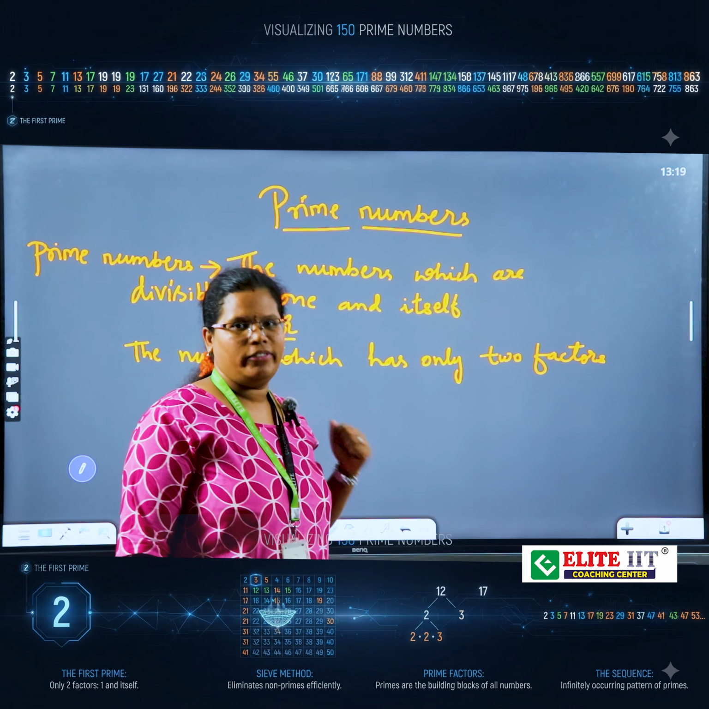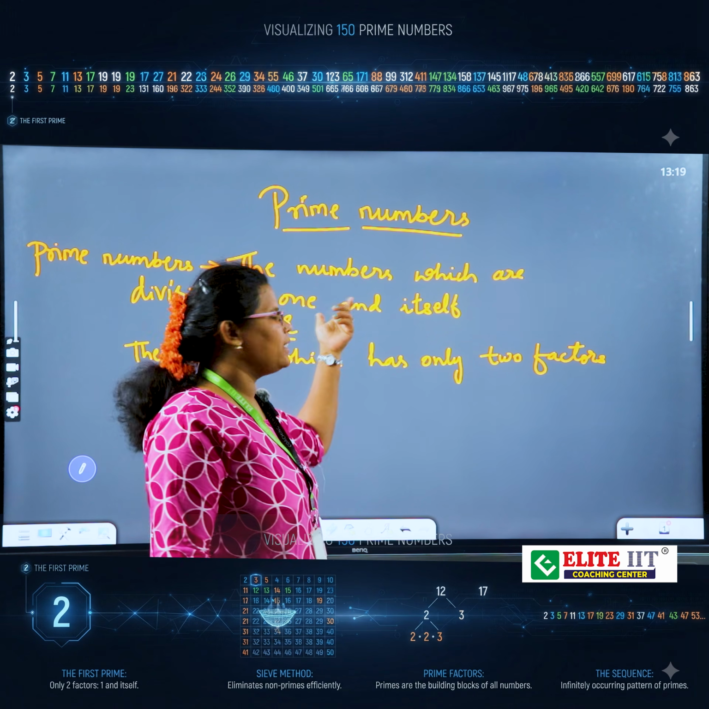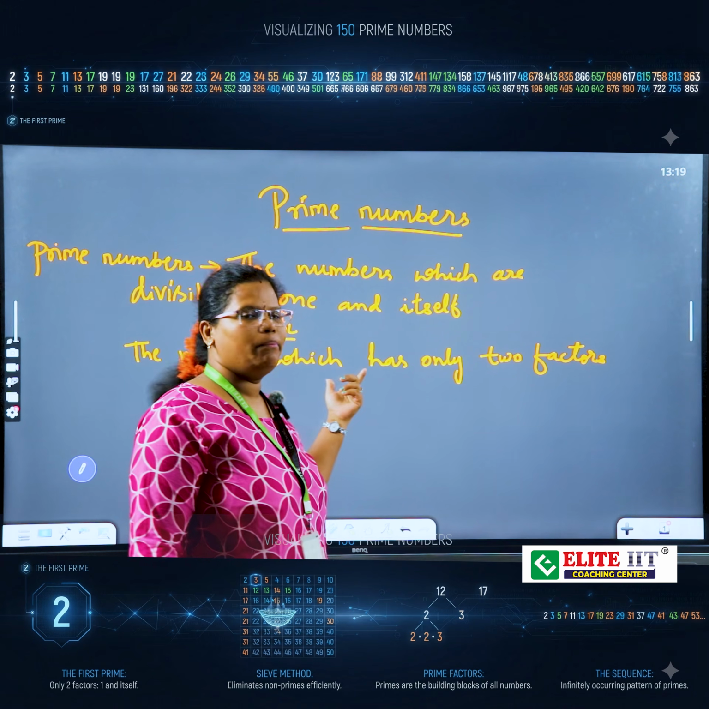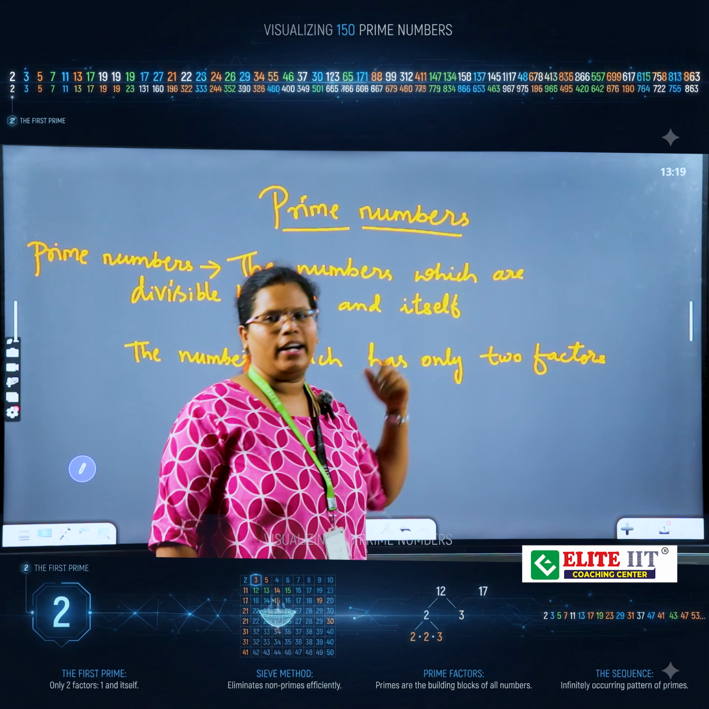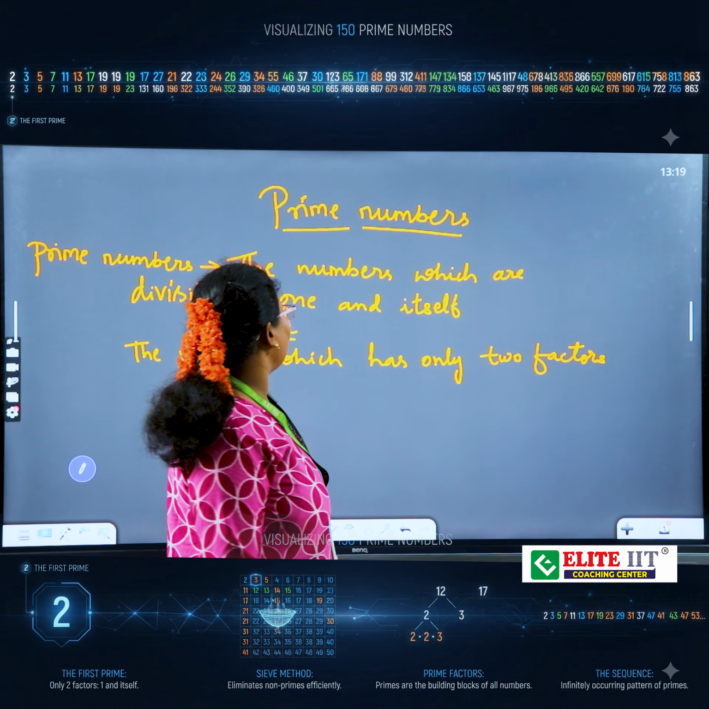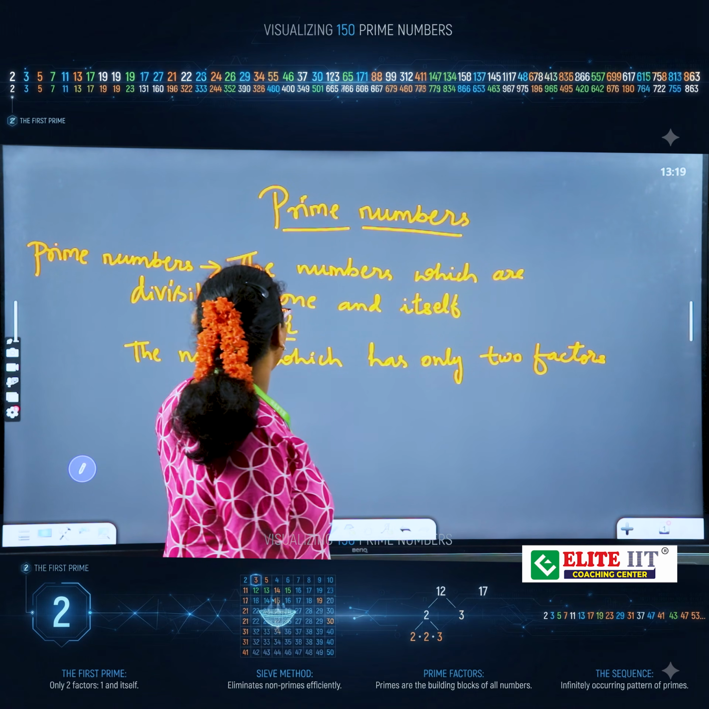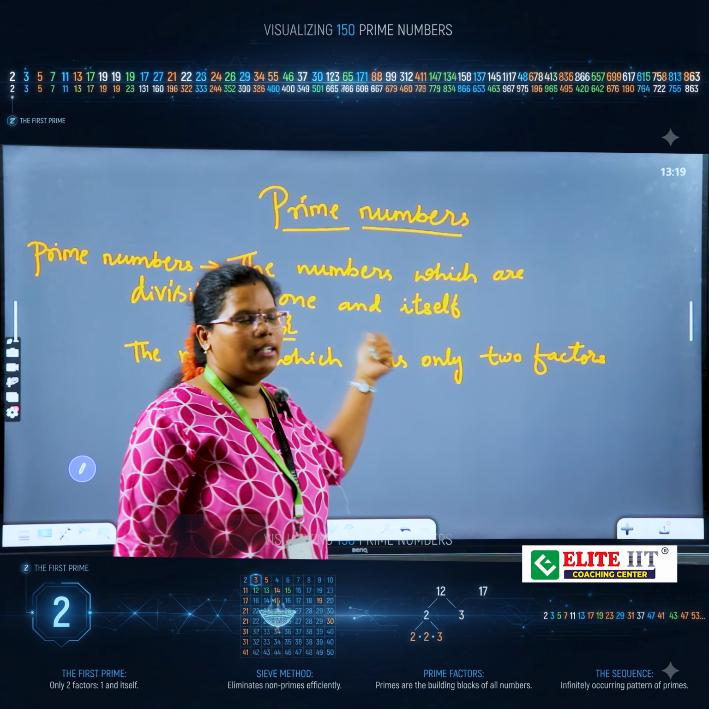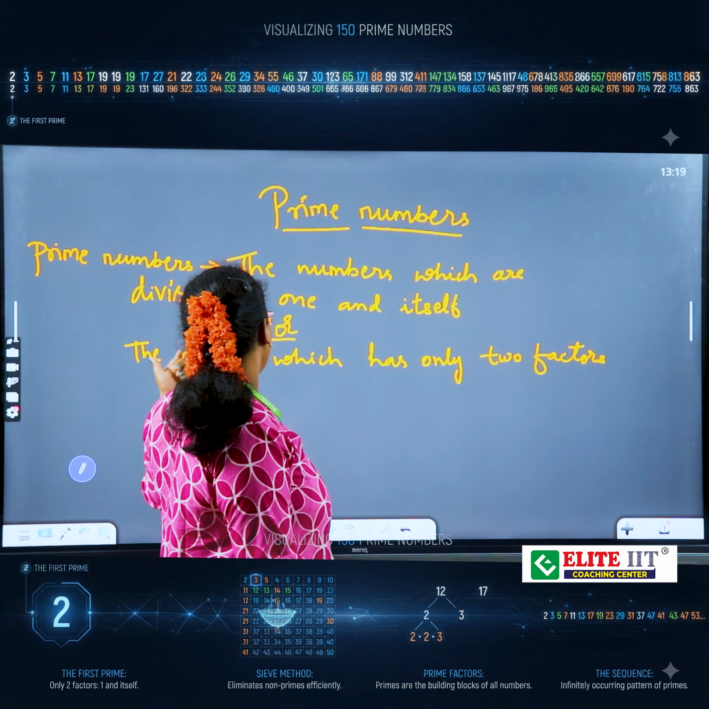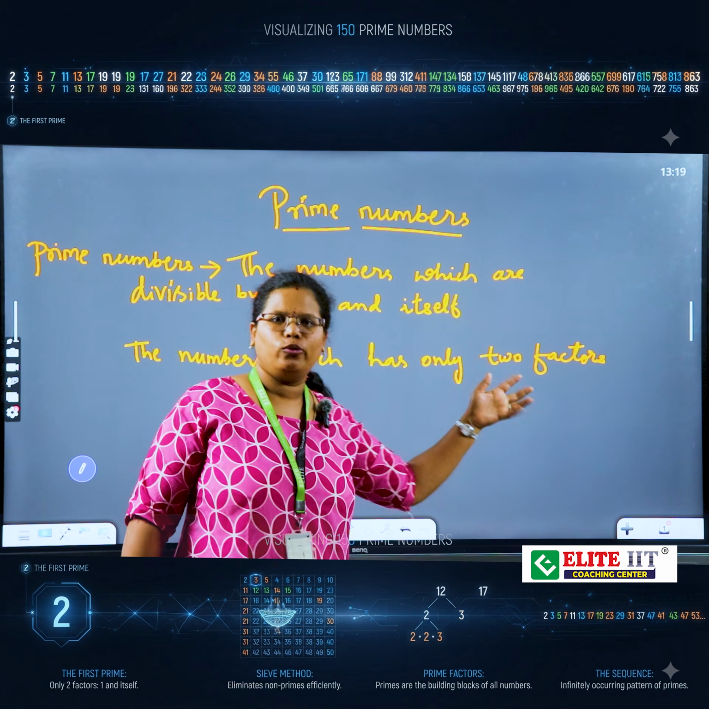So here I have written two definitions. One is a little more involved, using the divisibility rule, and the other is a very simple definition using your factors. Let us go with them one by one today. The prime number is the number which is divisible by itself and by 1. Or I can give another definition which says that prime numbers are the numbers which have only two factors.